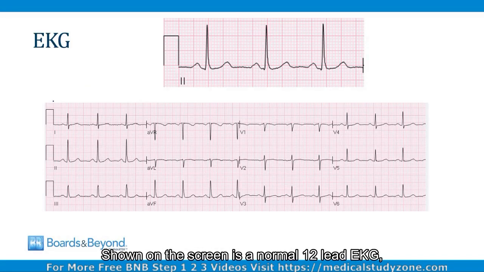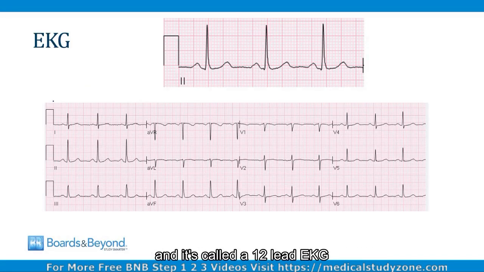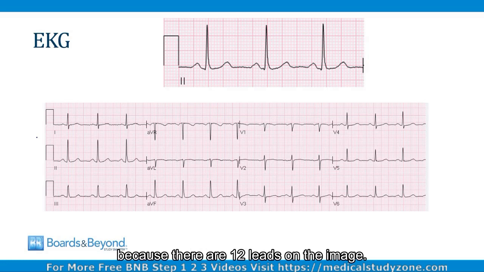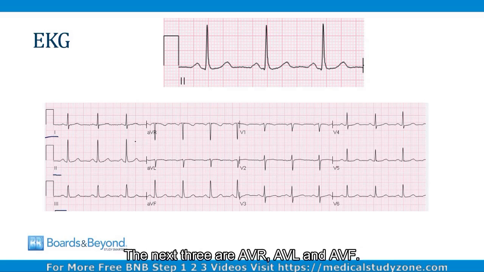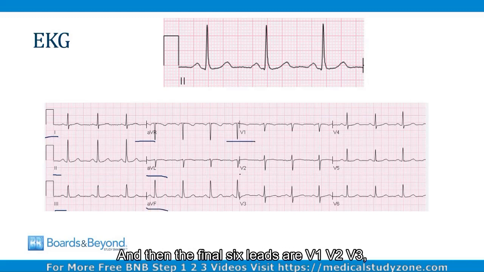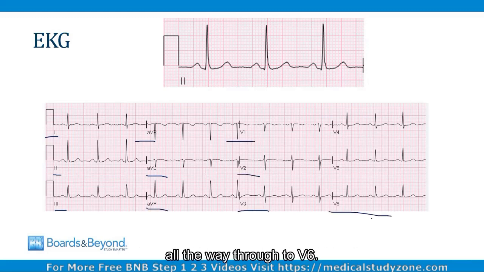Shown on the screen is a normal 12-lead EKG, and it's called a 12-lead EKG because there are 12 leads on the image. If you look on the left-hand side of the image, the first 3 leads are called 1, 2, and 3. The next 3 are AVR, AVL, and AVF, and then the final 6 leads are V1, V2, V3, all the way through to V6.